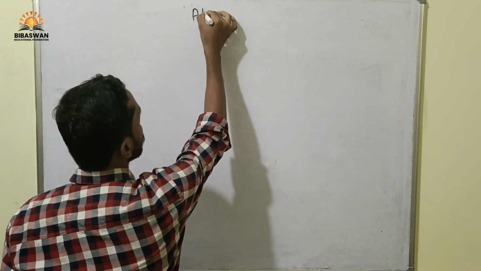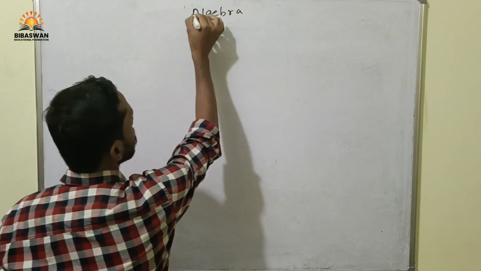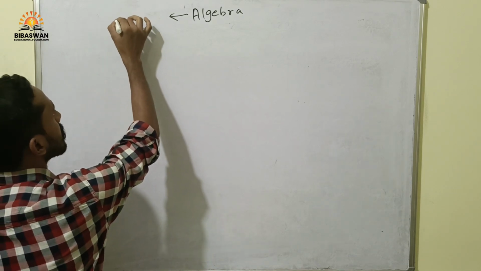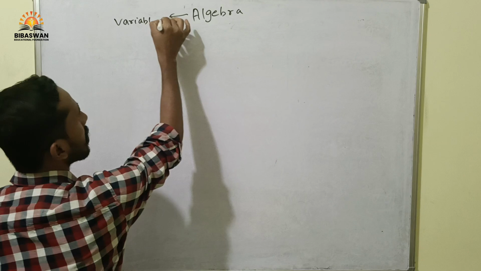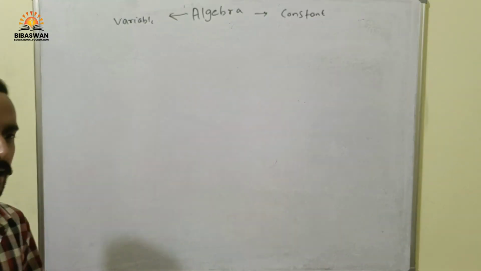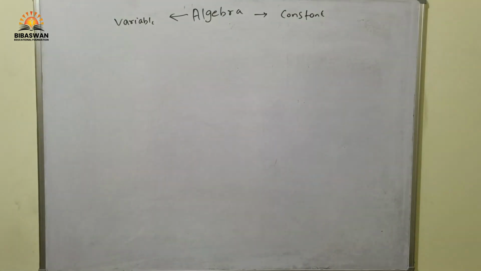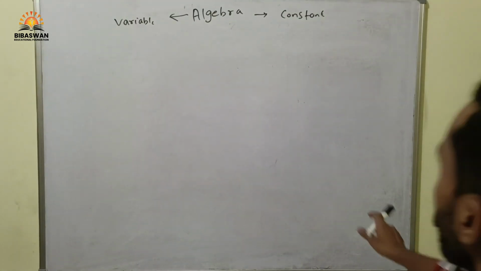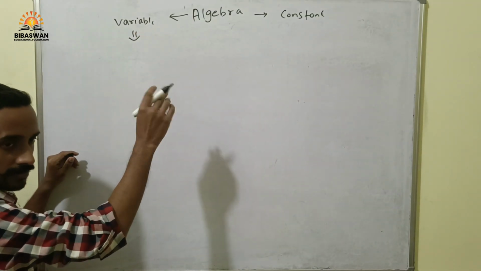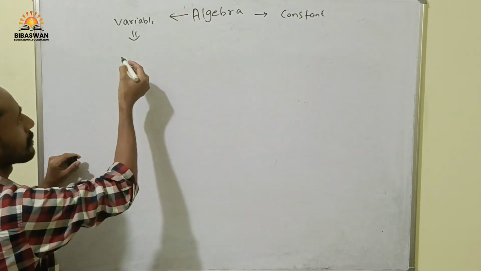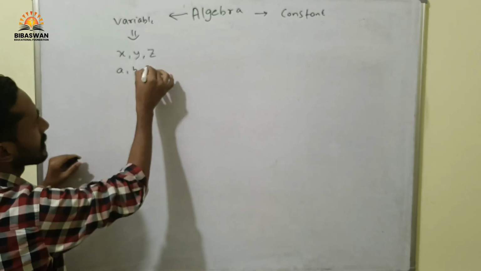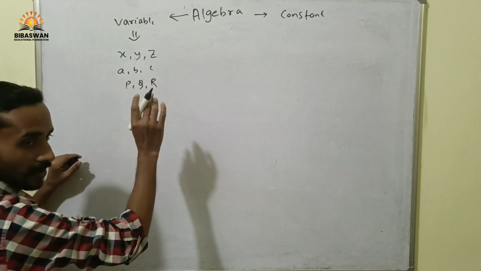Now, what is algebra? I already defined. Algebra is a combination of variable and constant. Variable means the symbol which takes many values. We usually denote it as x, y, z, a, b, c, p, q, r.